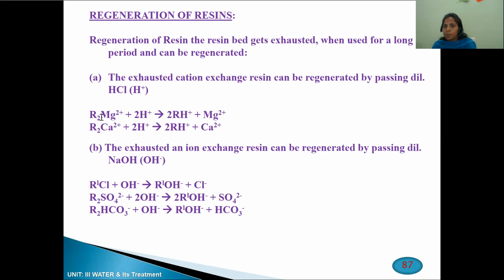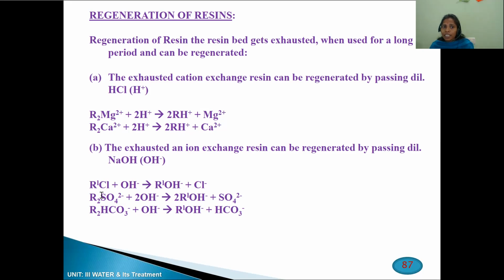See here, this is a reverse process. Now here Mg plus 2 is replaced with H plus. Ca plus 2 is replaced with H plus. What happened previously? At the place of H plus, we got Ca plus 2 and Mg plus 2. Now in the place of Ca plus 2 and Mg plus 2, H plus ions are replacing. So what we are getting here? 2RH, 2RH. Now in the place of H plus in the acid, we are getting calcium plus 2 and magnesium plus 2. So what is RH? RH is nothing but cation exchange resin.